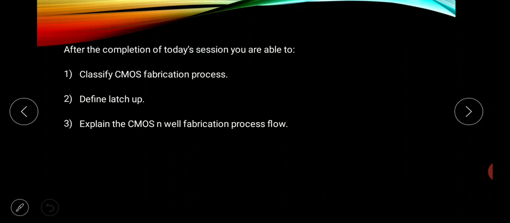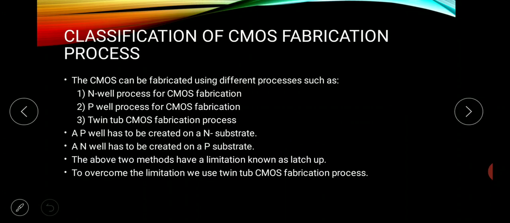After the completion of today's session, you will be able to classify the CMOS fabrication process, define latch-up, and explain the CMOS N-well fabrication process flow. First, we start with the classification of the CMOS fabrication process.